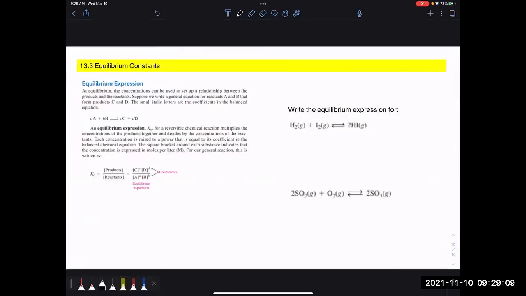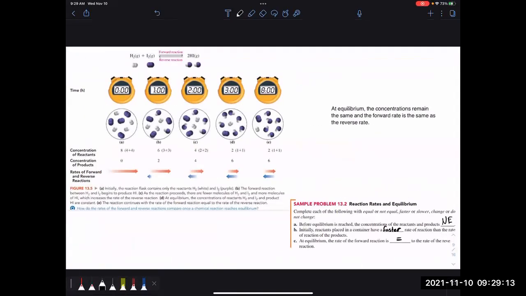Oh boy, you guys even get into equilibrium constants. We'll go back to this though.